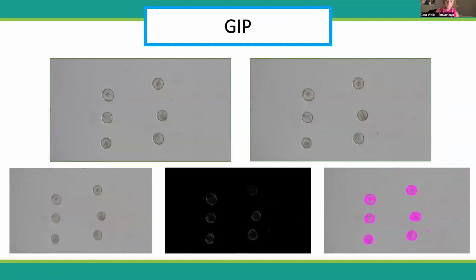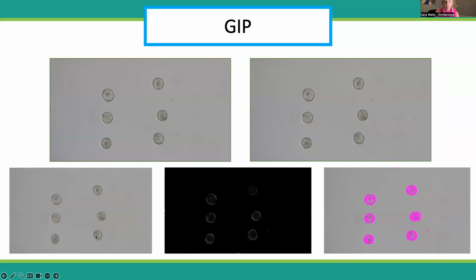Our first approach used a form of graphic image processing called background subtraction to quantify embryo change frame by frame. In the top, there are two consecutive images of 6 embryos. In my opinion, they look exactly the same. However, there are slight changes. If we were to superimpose these images, they appear blurred.